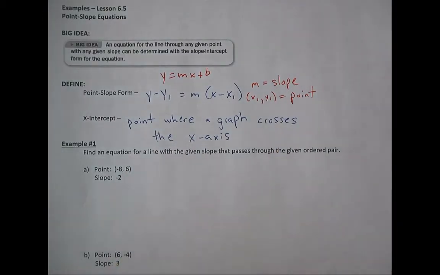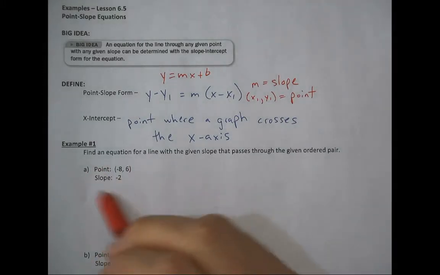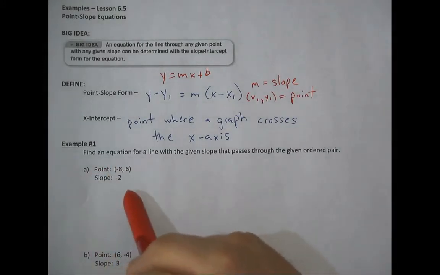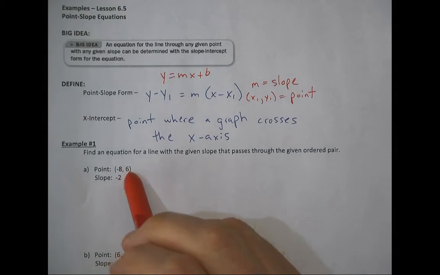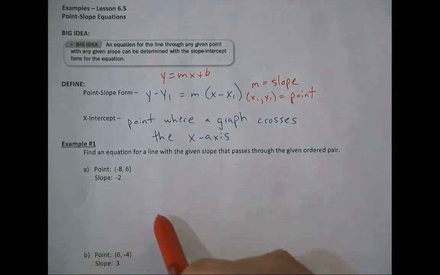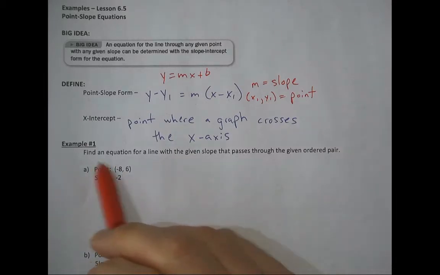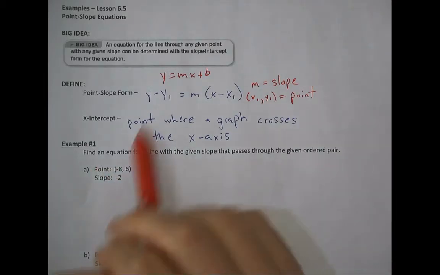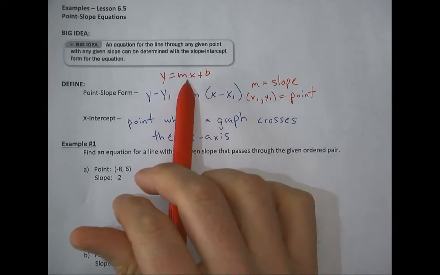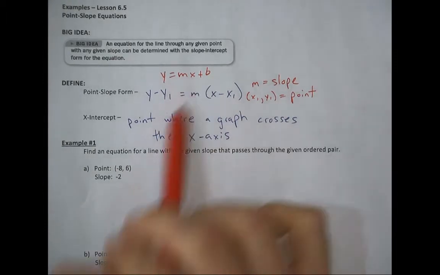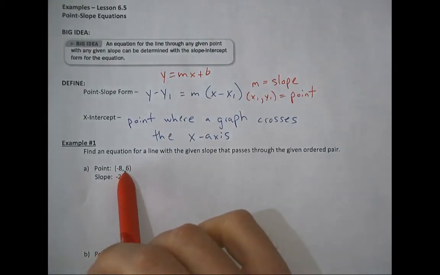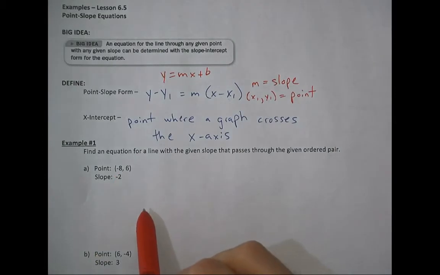So example number 1, we're going to find an equation for a line with the given slope that also passes through the given ordered pair. So if we were given this and we said graph it, we would start at this point, and then we would use the slope down 2 over 1, down 2 over 1, and we could graph it. But now we want to just write the equation. So we can't use y equals mx plus b because while we do have slope, we don't have the intercept. Okay, we just have this random point on the graph that's also on this line.